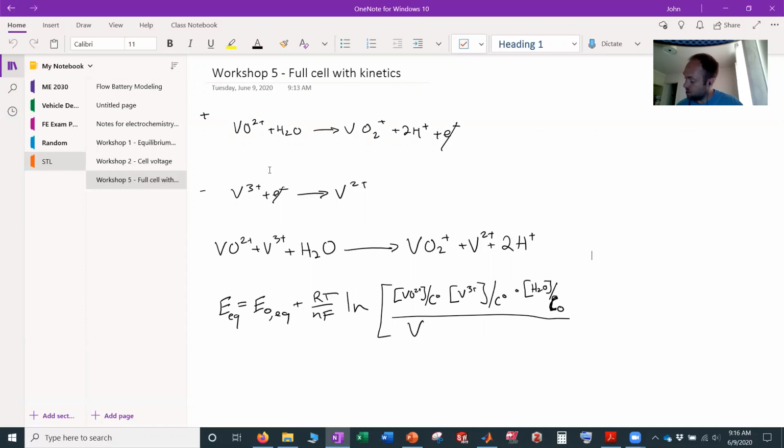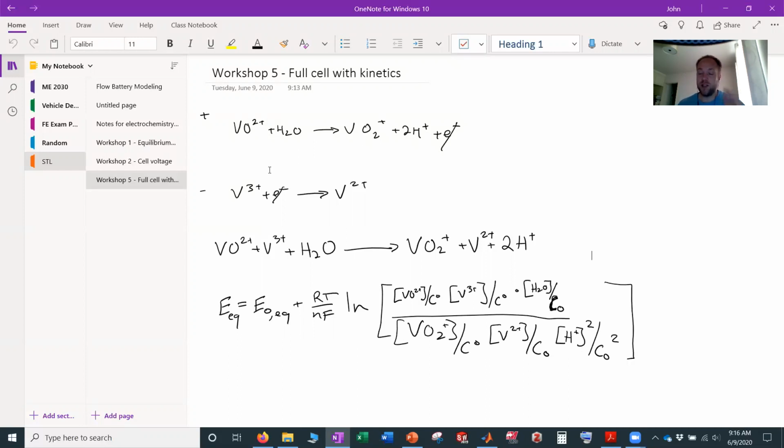Right. So you'd have the concentration of VO2+ over the standard concentration, times the concentration of V2+ over the standard concentration, over the concentration of protons squared over the standard concentration squared.